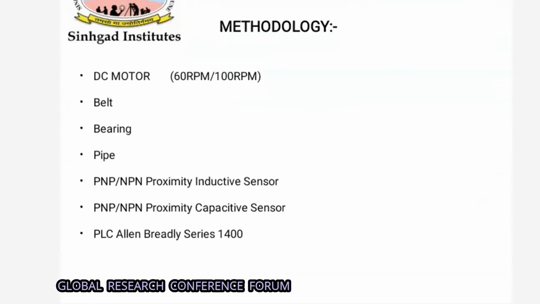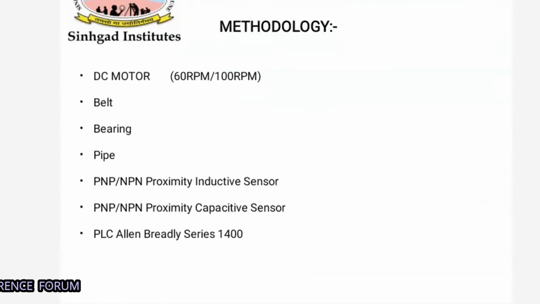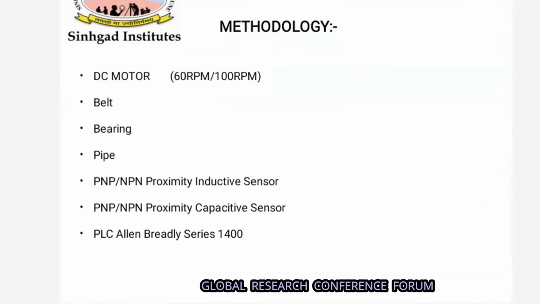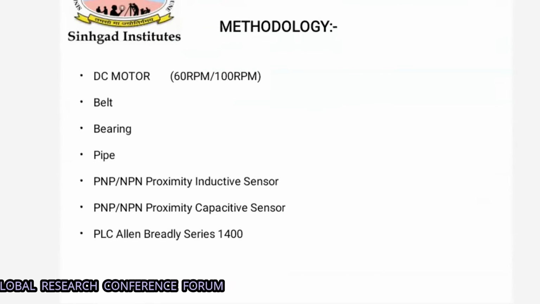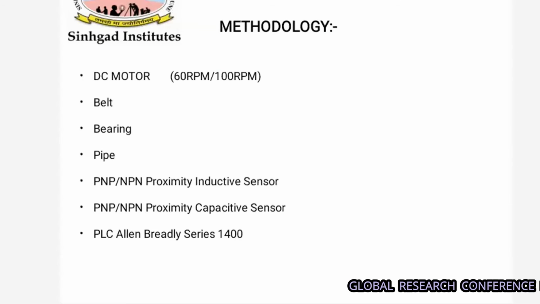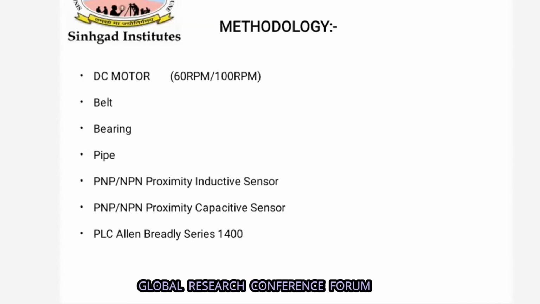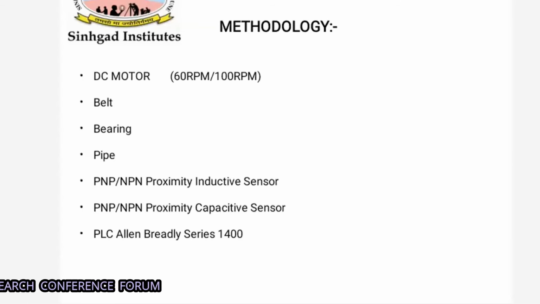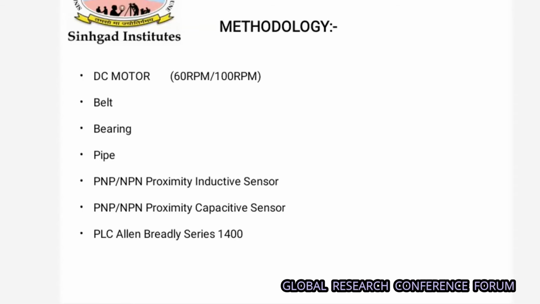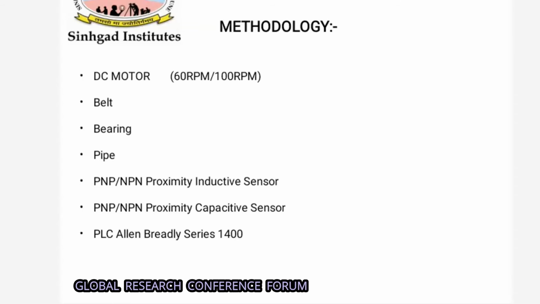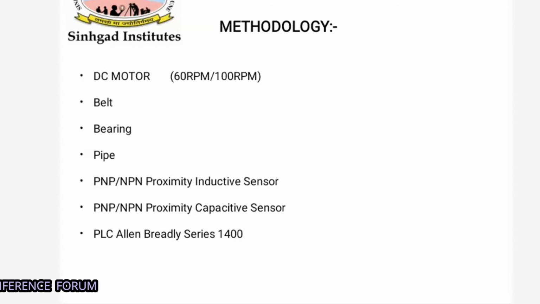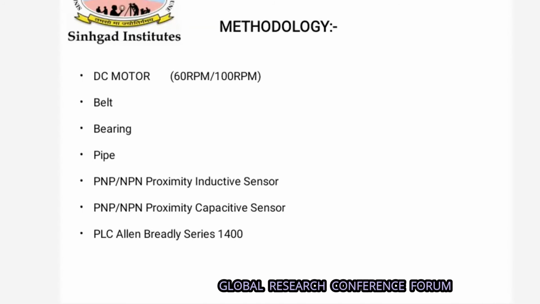First of all, we used DC motors, one which has 60 RPM and another one which has 100 RPM. Then we used a conveyor belt. For the moving of the conveyor belt, we also used bearing and pipe. Then we used a PNP proximity inductive sensor and a capacitive sensor, and we also used an Allen Bradley series 1400 PLC.